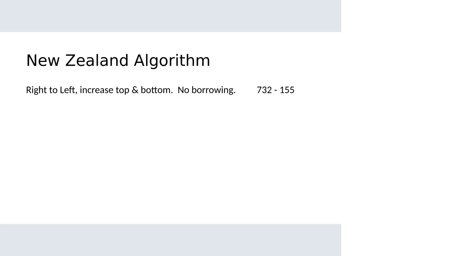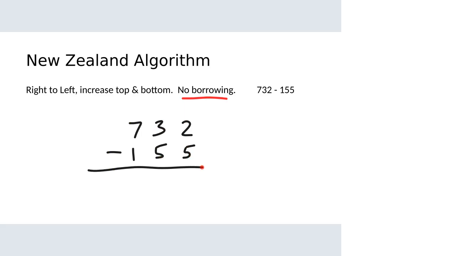Okay, no good on the Indian algorithm. Let's see if you like the New Zealand algorithm. For the New Zealand algorithm, we don't do any borrowing at all. There's no borrowing involved. Let's take a look at this. If we want to do 732 minus 155, if I want to subtract those.